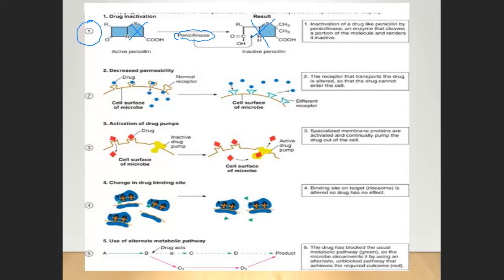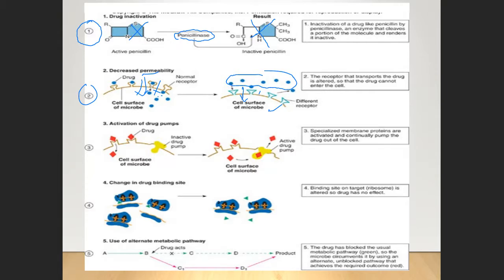The second action again is to decrease the permeability. It means that the drugs will not be able to enter into the cell. Right? So this one is the drug able to enter into the cell, but because this bacteria is able to decrease the permeability to the drugs, most drug will be outside the cell and this bacteria will be safe.